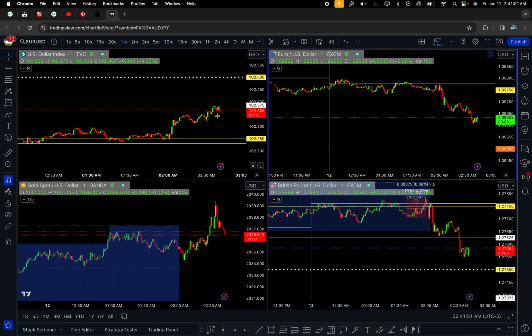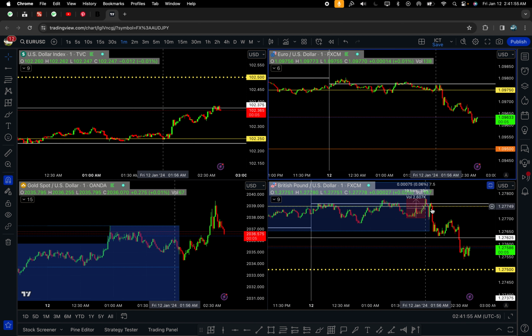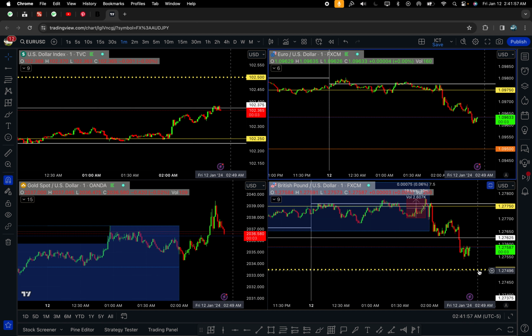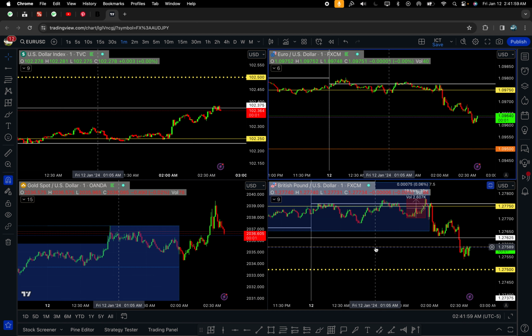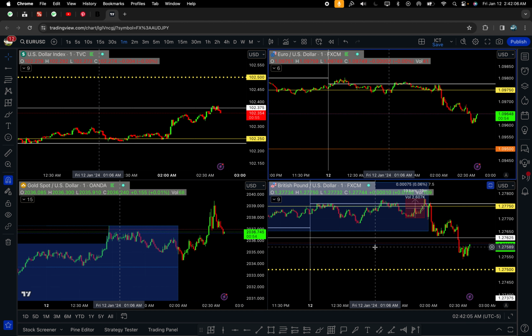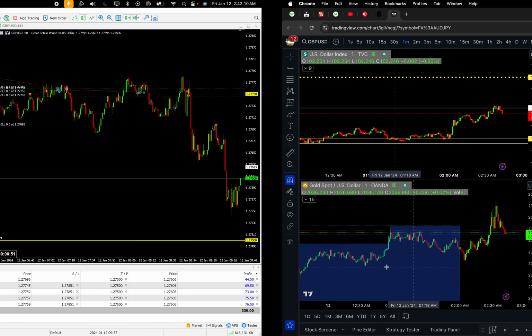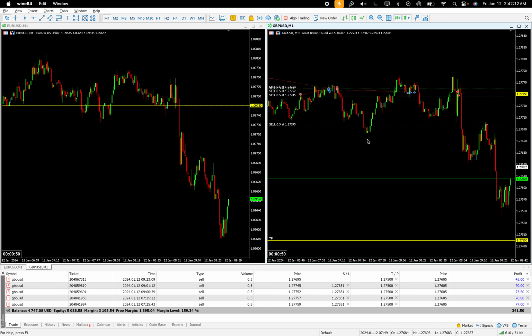Basic idea is, I think that the dollar is heading up to this level and the pound is heading down to this level, and maybe it'll react off of it. I don't know. Probably. Okay.